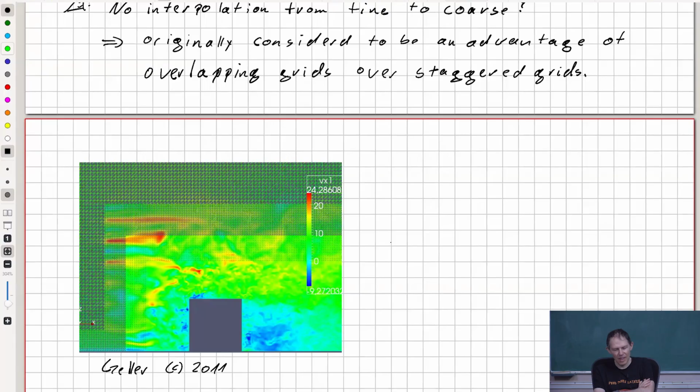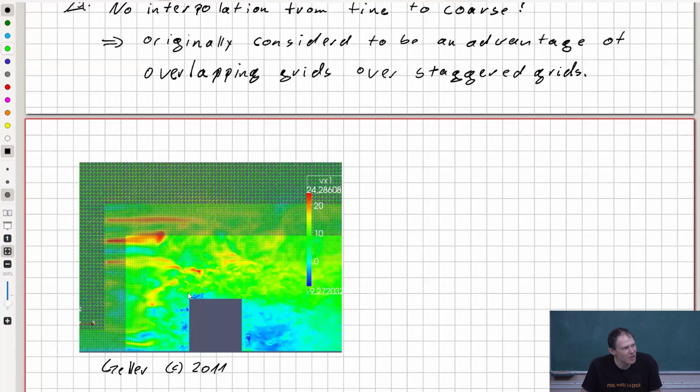We see there's an object and there are several levels of grid refinement. I can identify, because I'm close enough, there's an interface here, there's an interface here, and there's an interface here, right? And actually there's another interface here which is not very well visible. And here is obviously some turbulent flow.